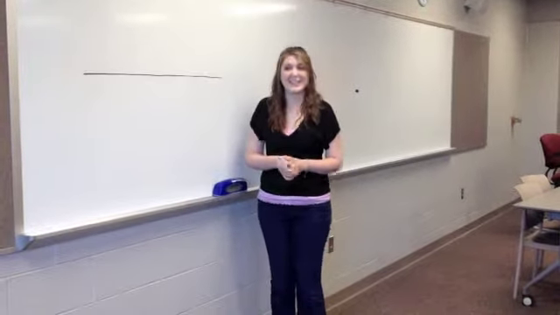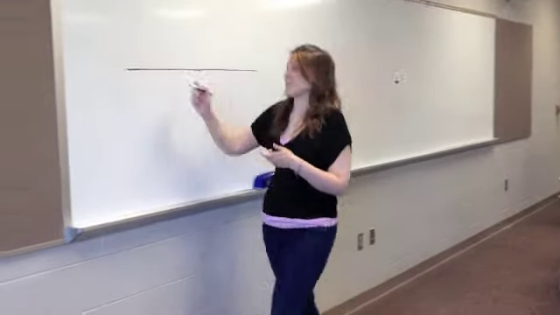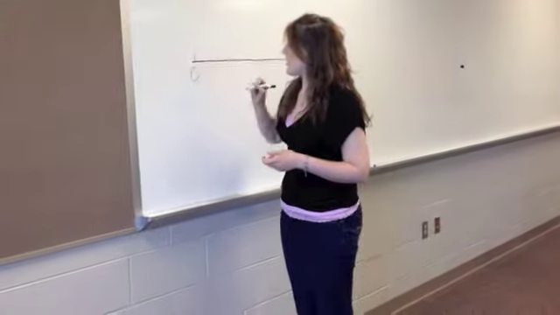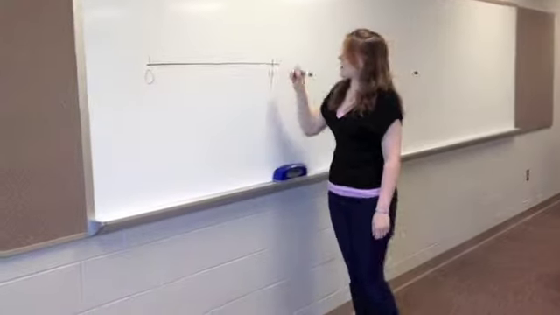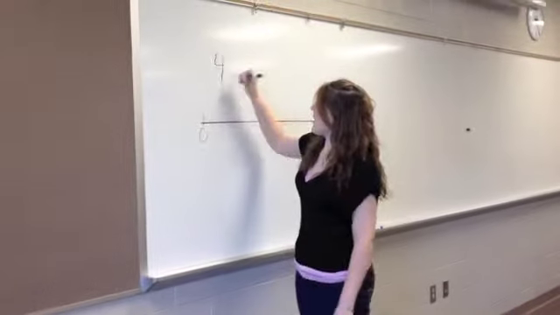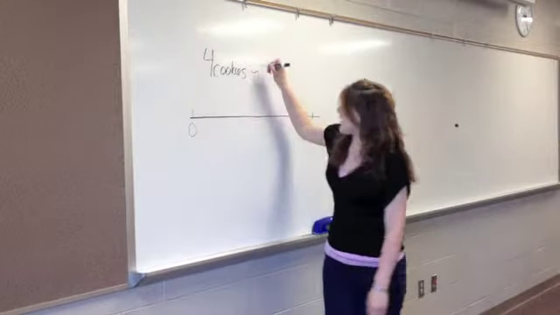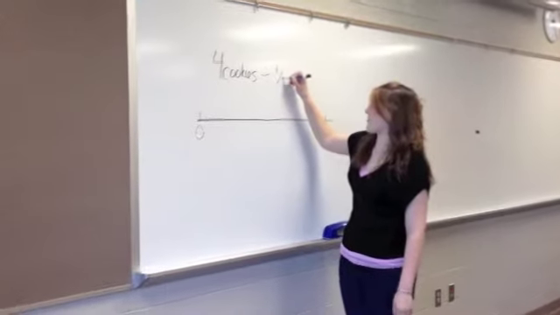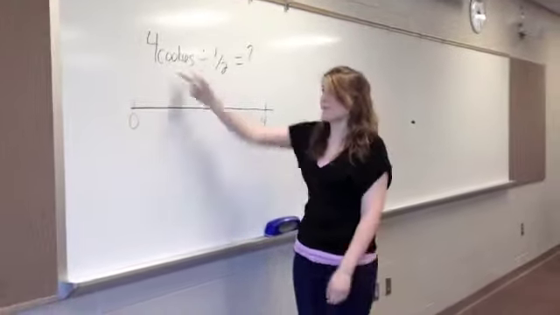About the number line and how to divide fractions on it. So let's start with a 0. And we're going to take ours to 4. Our problem today is we have 4 cookies. And we're going to divide it by a half. And we're going to see how many halves we can get out of the 4 cookies.